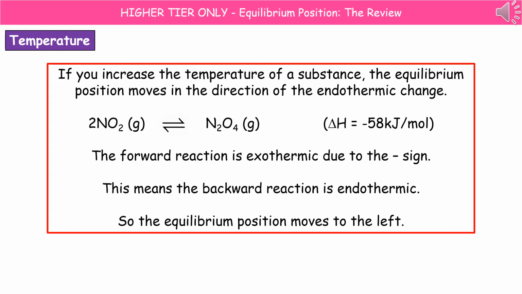So in this case that I've given you as the example, the forward reaction is exothermic because it has a negative sign there, which means that if the forward reaction is exothermic, the backwards reaction is endothermic. So if we've increased the temperature of this reaction, then the equilibrium position moves to the left because that's the direction of the backwards reaction, the endothermic one.